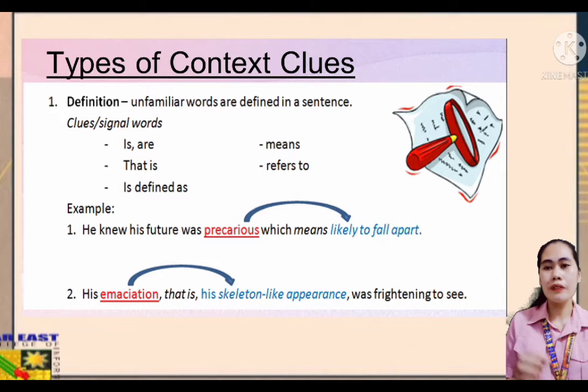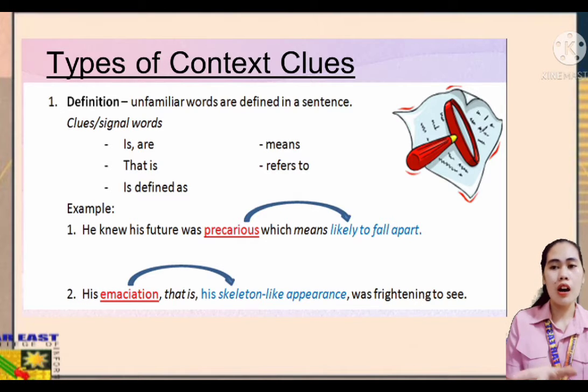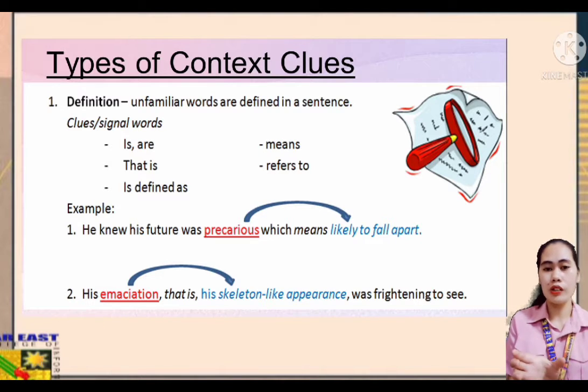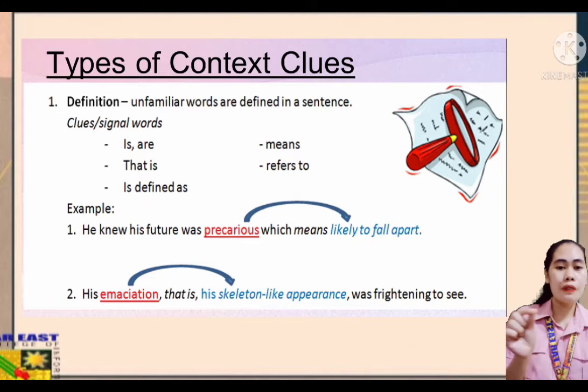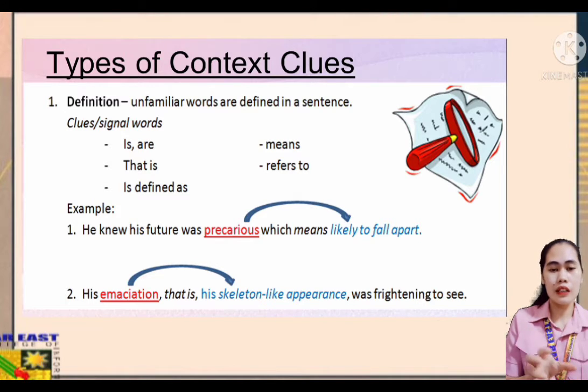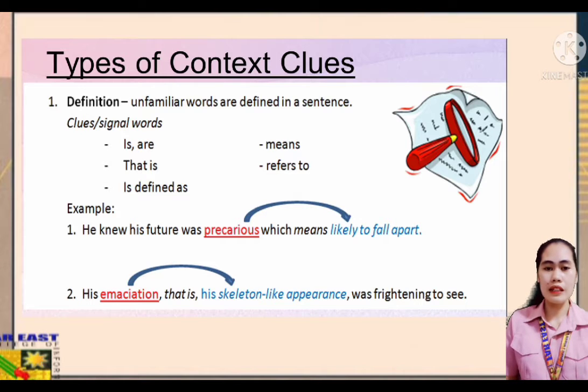No? So, we have clues and signal words sa context clues. No? Sa definition, ito yung is, that is, defined as, means, refers to. Okay? So, kapag mayroong ganong sentence, sa sentence mo, no, may unfamiliar words, and then gumamit ng mga clue or signal words na ganyan, ibig sabihin, the context clues defined the unfamiliar words, no? Dinescribe niya or dinefine niya unfamiliar words. Okay? So, that is definitions.